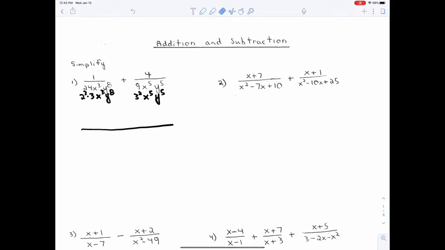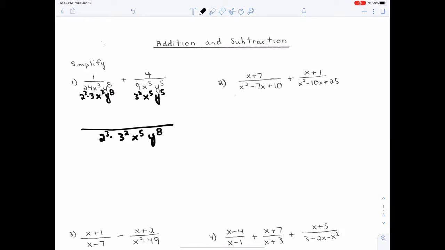So I'm going to write the common denominator once. Again, I'm going to write down every factor. So we have a 2, a 3, an x, and a y. What's the largest exponent for the 2? Cubed. What's the largest exponent for the 3? Squared. Largest exponent for the x is 5. And the largest exponent for the y is 8.